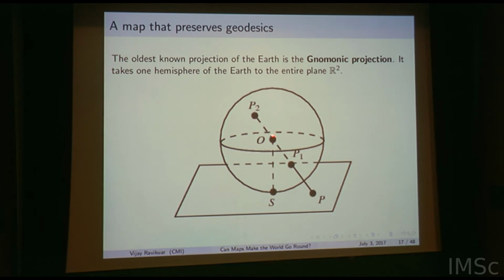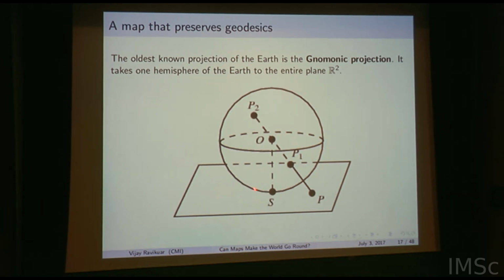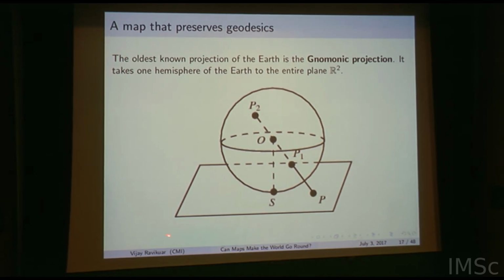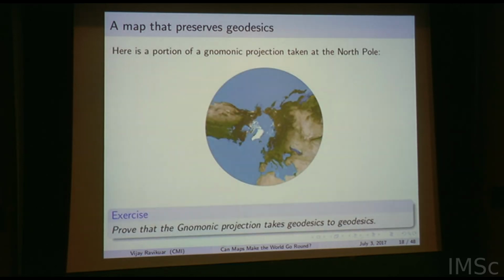Yes, so a geodesic, remember, is just the intersection of a plane that goes through the origin with the sphere. And any plane that goes through the origin is going to take that curve to the intersection of that same plane with R2. And the intersection of a plane with R2 is a line. The intersection of that plane with the sphere is a great circle. So that great circle is going to go precisely to that line. You can think about it a little bit more if you're not convinced, but basically that's the reason.